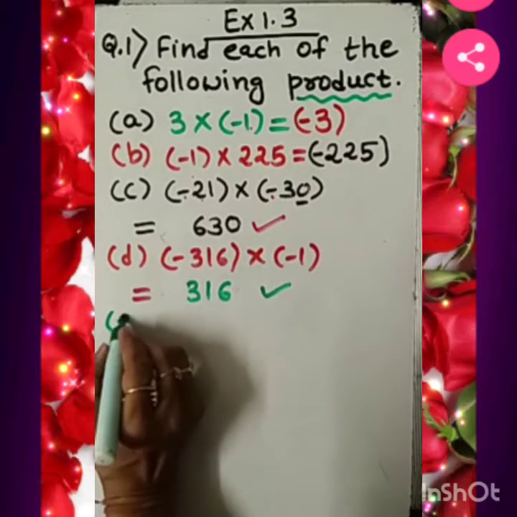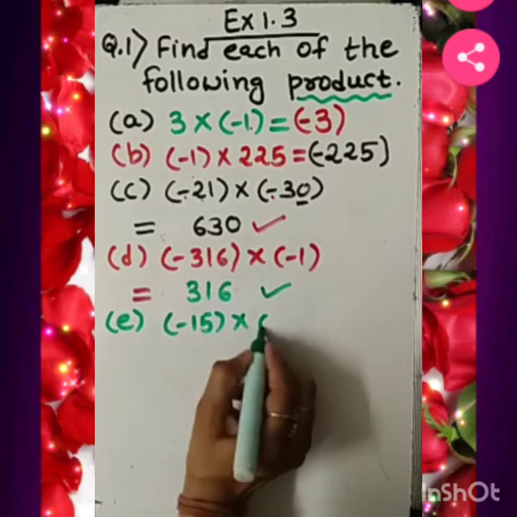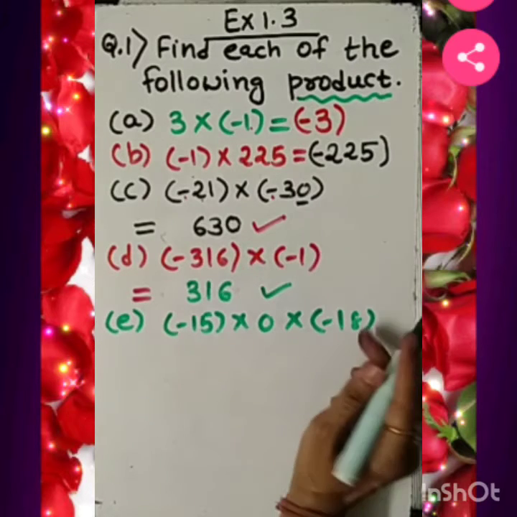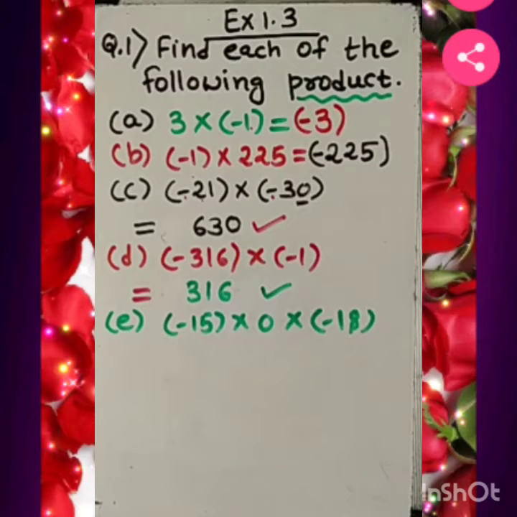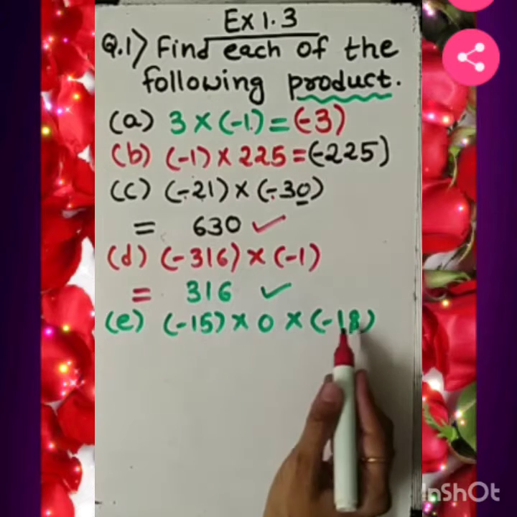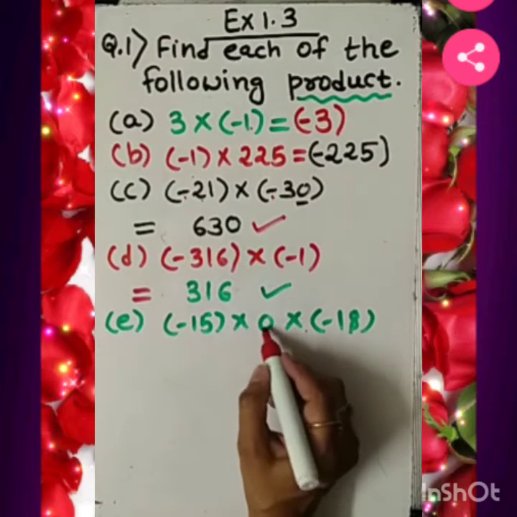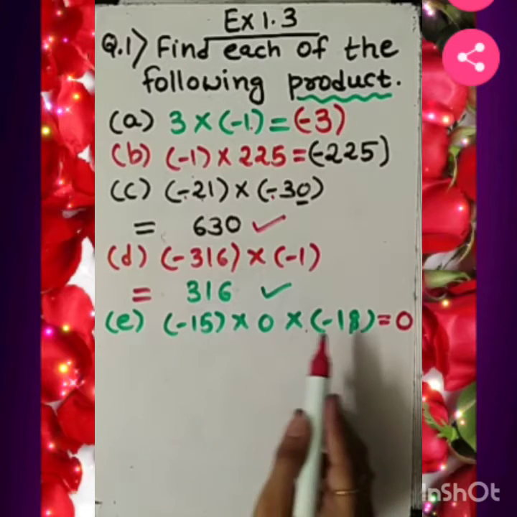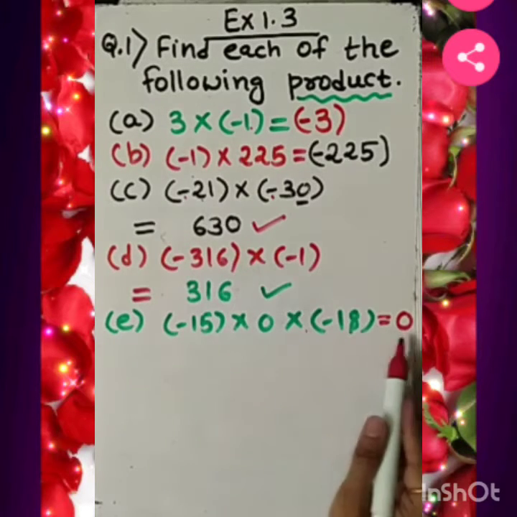Now we'll work out the E part. The E question is minus 15 into 0 into minus 18. Whenever we are given it this way, my dear students, please remember any number multiplied by 0 gives 0. Because all these three numbers are connected with multiplication and 0 is there, the product will always be 0. So no need to multiply these two numbers even. You need to mention directly that it is 0.